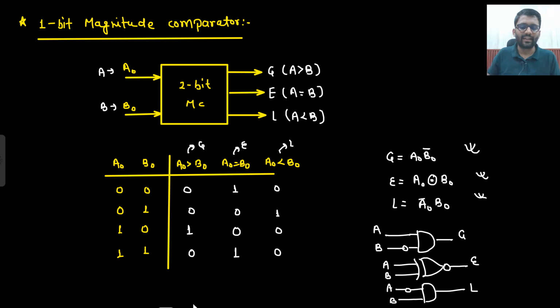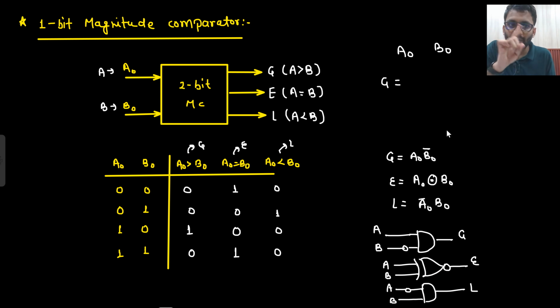But let's write down these expressions again with a very good intuition. So what I need to compare? A naught and B naught. I am writing greater. Greater, that means my A naught should be greater than B naught. If my A naught is greater than B naught, that means A has to be 1 and B has to be 0. Is there any other condition? There is no other condition where A naught can be greater than B naught. So this is the only condition. So what I will write? A naught, B naught bar.